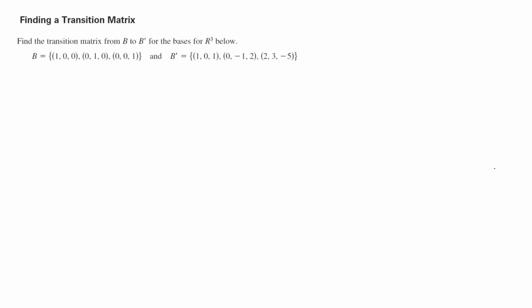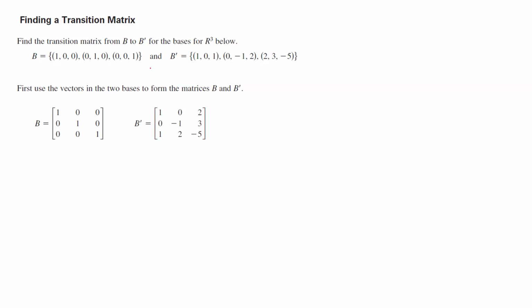Here we go, finding a transition matrix. Suppose I give you two bases for the space, and I ask you to find the transition matrix. So first use the vectors in two bases to form the matrix B and B prime. You're taking the very first vector, the second vector, and the third vector to form the matrix for basis B.